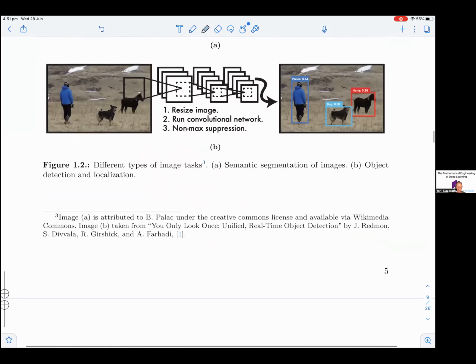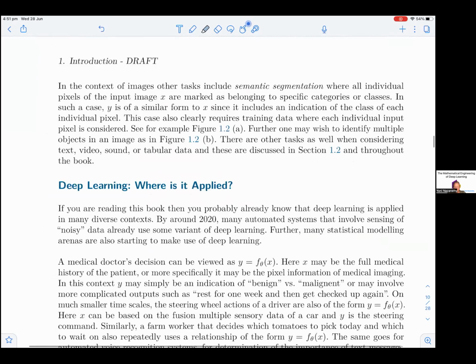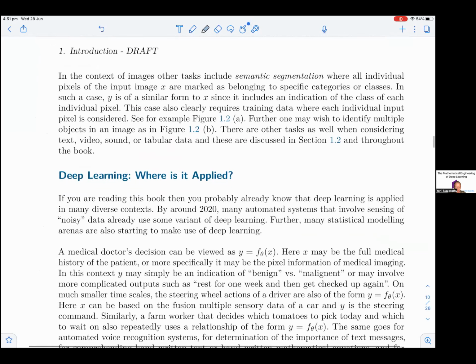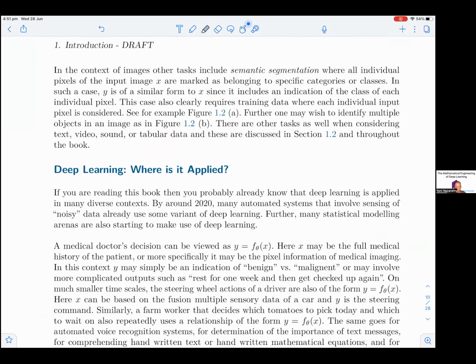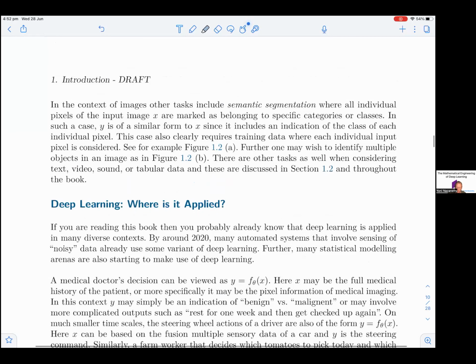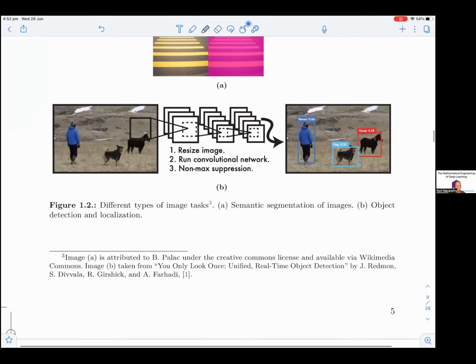In the context of images, other tasks include semantic segmentation, where all individual pixels of the input image X are marked as belonging to specific categories or classes. In such a case, Y is of similar form to X, since it includes an indication of the class of each individual pixel. This case also clearly requires training data where each individual input pixel is considered. See, for example, Figure 1.2a. So let's look at Figure 1.2a, for image segmentation.